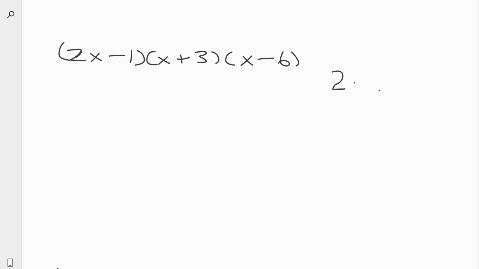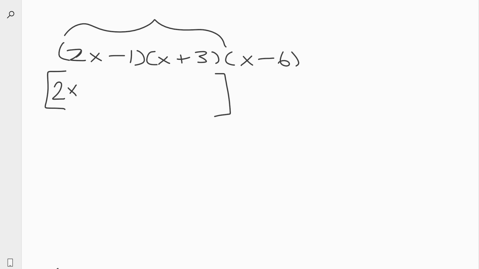So you can see how arithmetic and algebra are not that different. So first, I'm going to write this in brackets. We're going to first do this. And so we're going to be multiplying 2x by x, which is the first. I'm going to need more space. And then we're going to multiply the outer, 2x times 3.